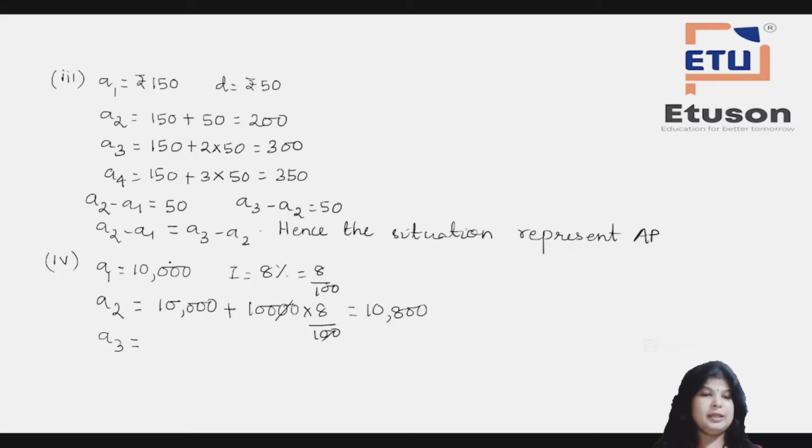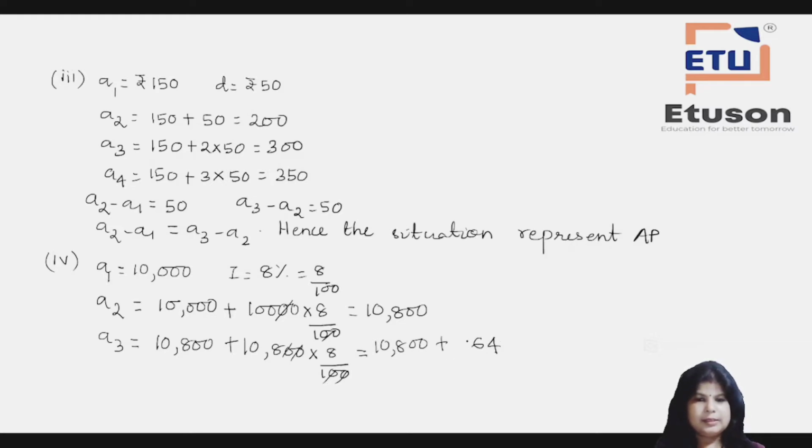Now for calculating A3, you cannot take 10,000 as principal. You have to take 10,800 over here, and here 10,800 into 8 by 100. Okay? So here this gets cancelled out and you will get 10,800 plus your answer is, right? So answer is how much? 11,664.